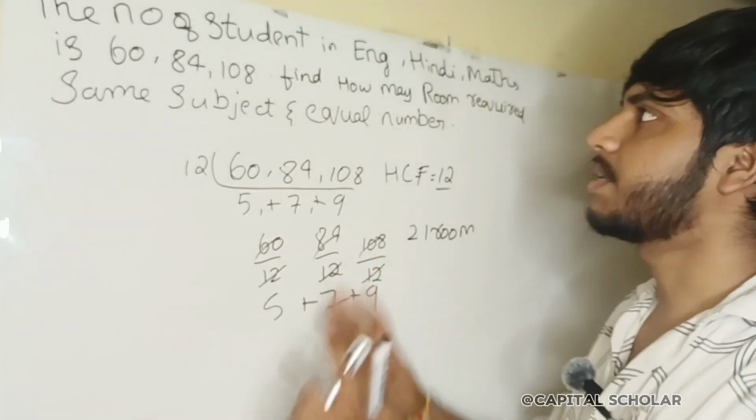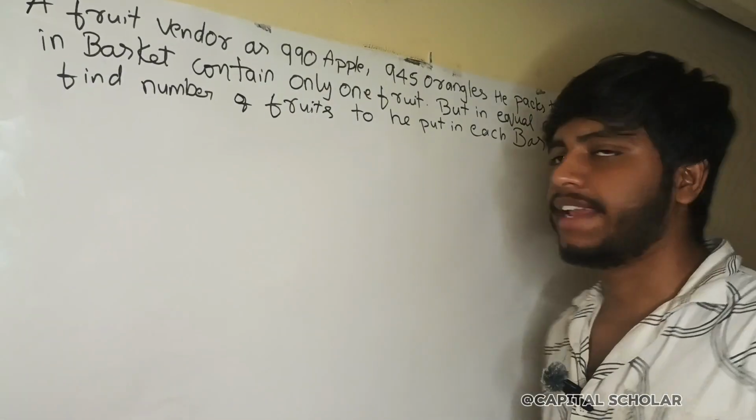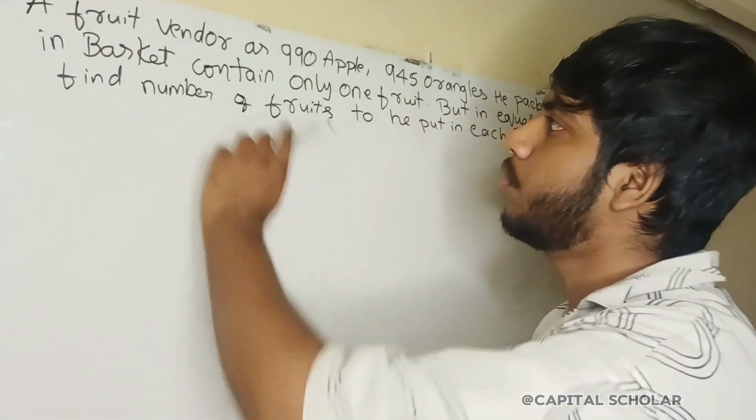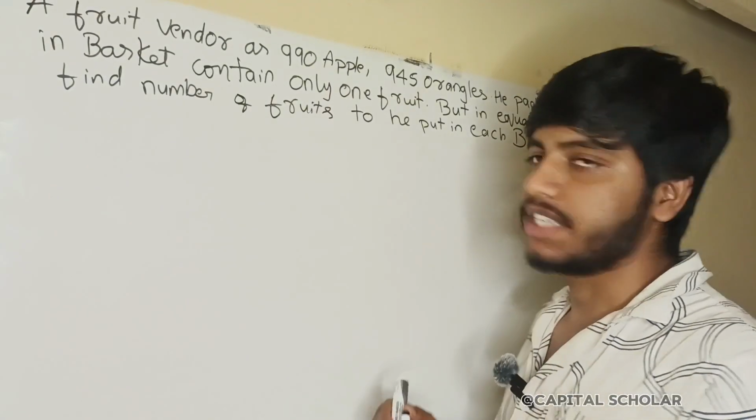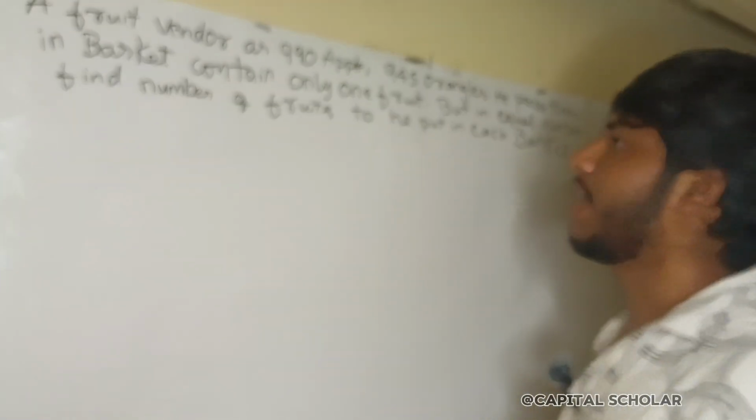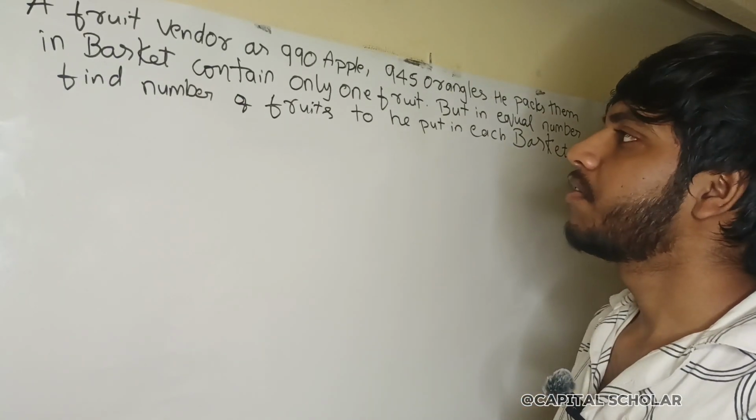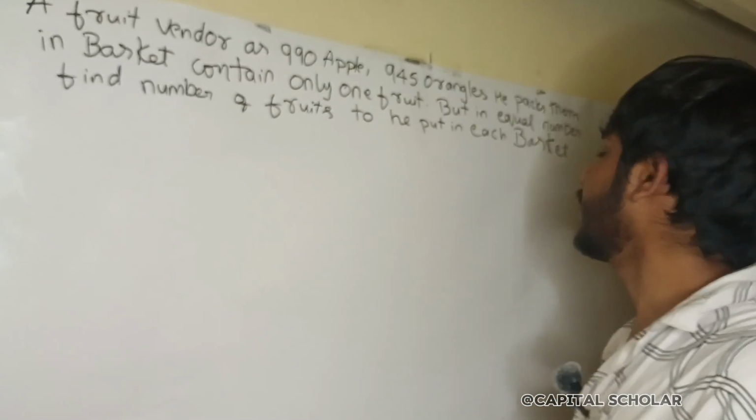Okay, so this is the problem. I hope you understand. Now let's move to the next question. Okay, the next and last question. A fruit vendor has 990 apples, 945 oranges. He packs them in baskets, each containing only one fruit but in equal numbers. Find the number of fruits he put in each basket.